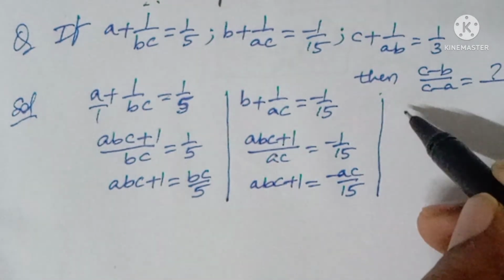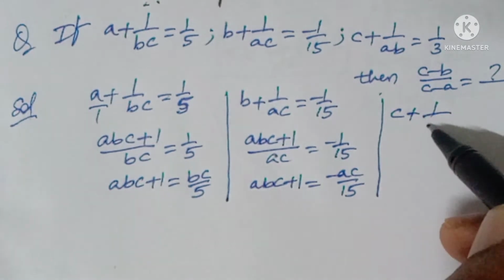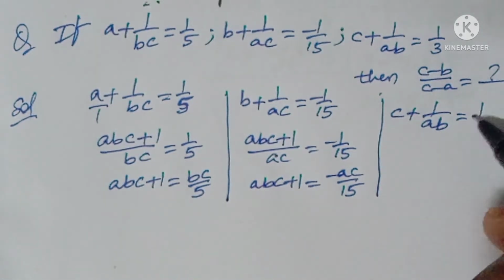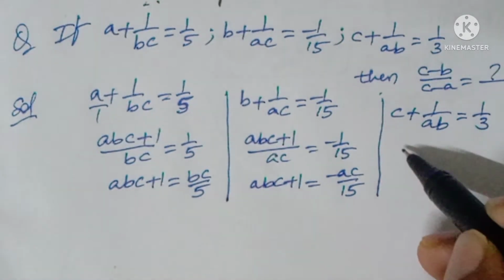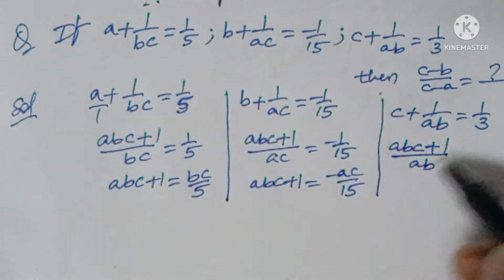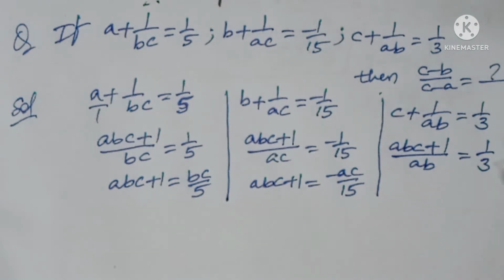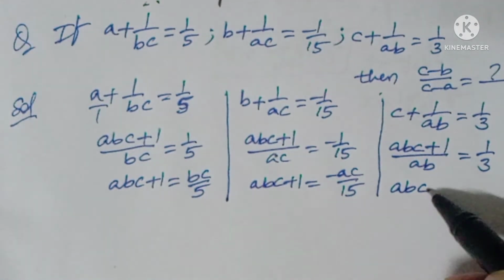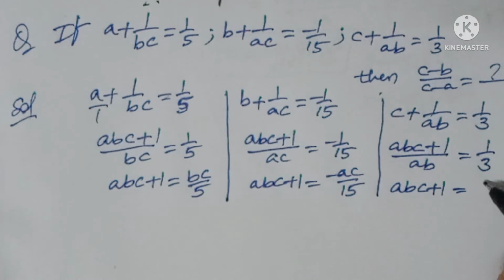Now if you take the third one, c plus 1 by ab is equal to 1 by 3. So abc plus 1 by ab is equal to 1 by 3. So abc plus 1 is equal to ab by 3.